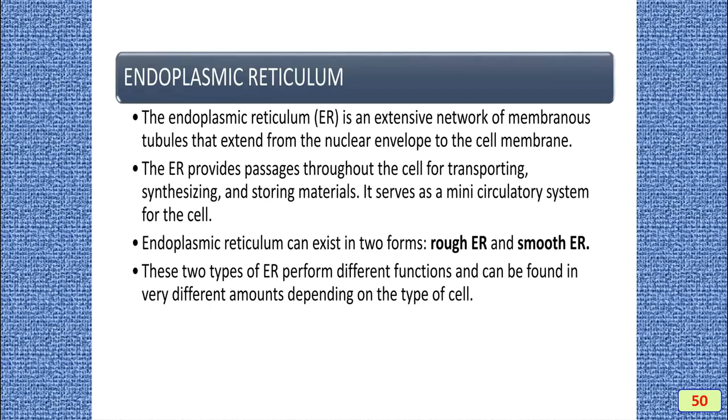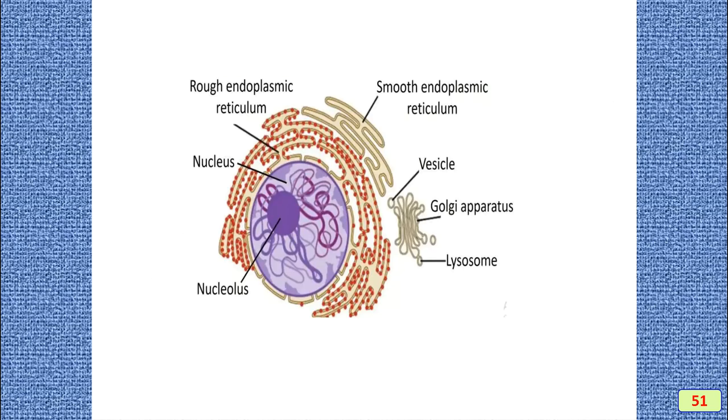ER, we know it already. Then rough ER, smooth ER, then nucleolus, lysosome, then vesicles, and many more. Vesicles act like the storeroom in a house, which is only used for storing unwanted or wanted material for the future.